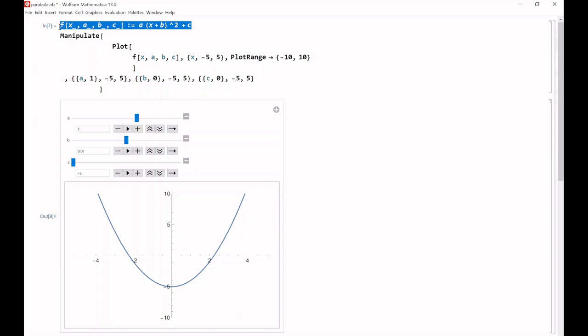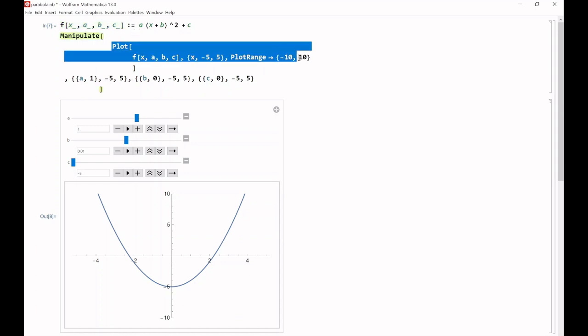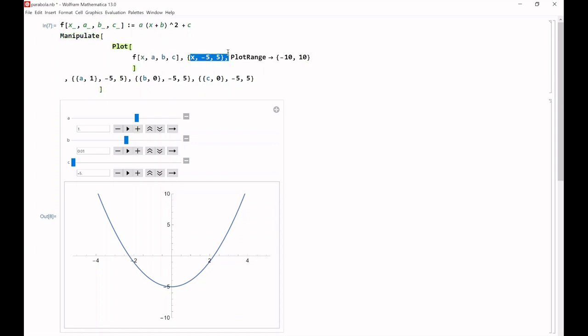But anyways, here's a function, and you can see I've just defined this function to be the turning point format for a quadratic function here: a times (x plus b) all squared plus c. And I'm plotting this function over a domain where x is -5 to +5, and a range where y is -10 to +10. You can see that on my grid down here. And we're just manipulating this plot over a, b, and c. I just want to see what's going to happen to the parabola created by this function as I change a, b, and c from -5 to +5.